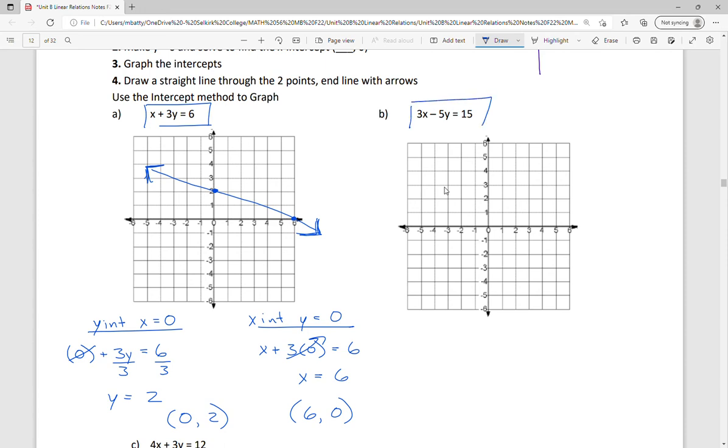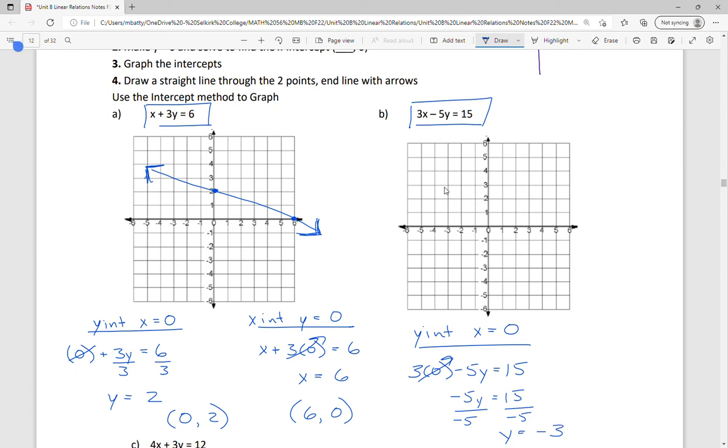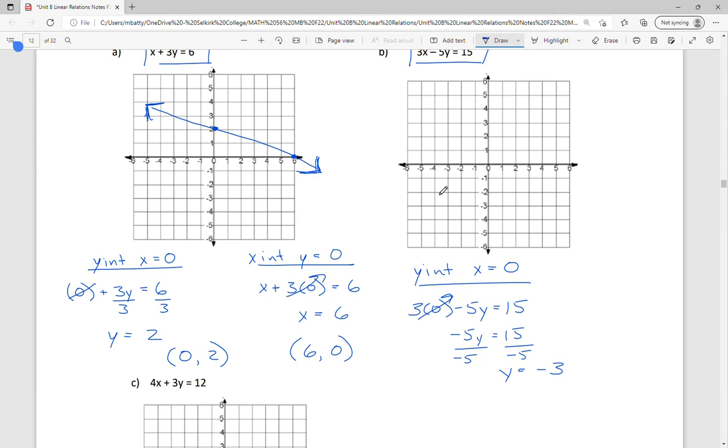So here we have another one. I'm going to start with the y-intercept with x equaling 0. Go to that original equation and I'm going to sub in a 0 where I see the x. I'd have negative 5y equaling 15, divide by negative 5, divide by negative 5. I get that y equals negative 3. So what that's saying is that I have an ordered pair of 0 and negative 3. And I can put that literally on the graph.